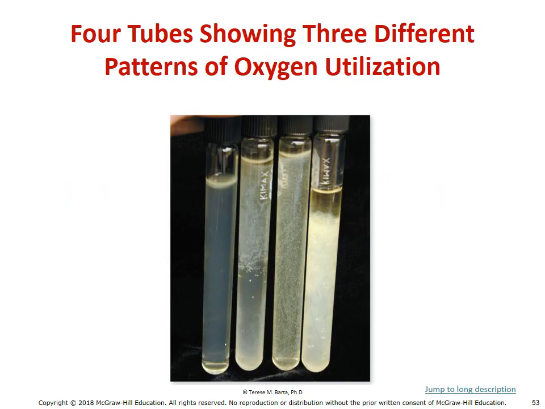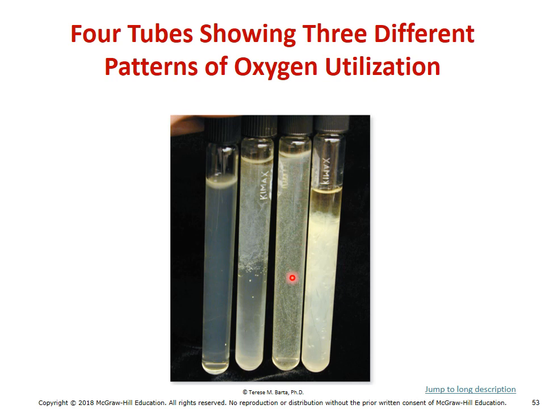So let's use these 4 tubes to illustrate what we just discussed. Notice in this first tube, we just have growth really at the top of the tube. This would illustrate an aerobe or an obligate aerobe. Notice in the second tube, we have growth really right here where oxygen is available, but not in high concentrations. This is typically thought of as being something like a microaerophile.